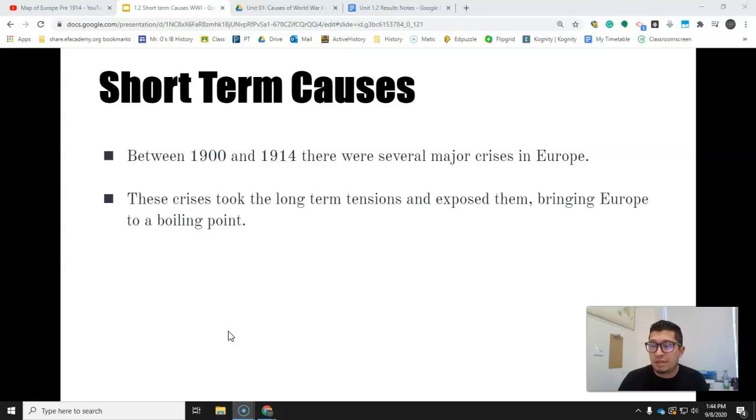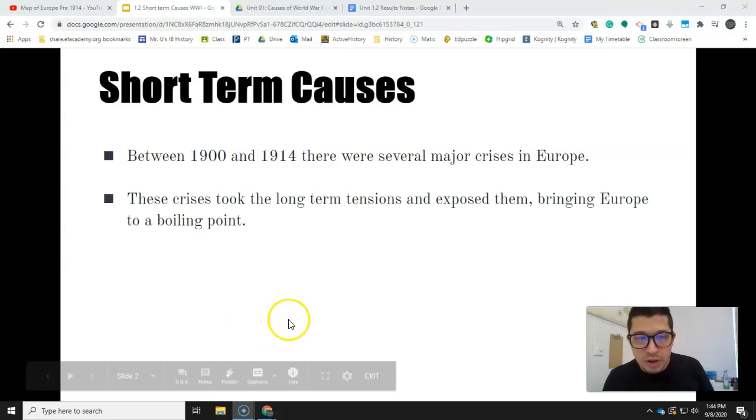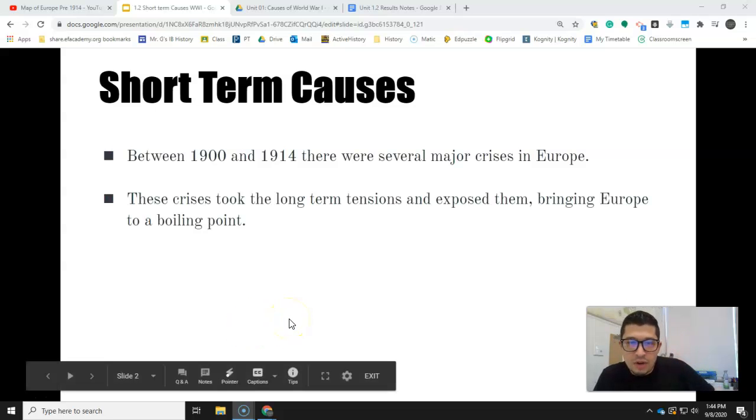Think of that balloon example I talked about in Unit 1.1. There's a balloon, and with each event, more and more air goes into that balloon, more and more tension goes into that balloon, until that balloon pops and Europe breaks out in war. World War I, the First World War. So have that in the back of your head.